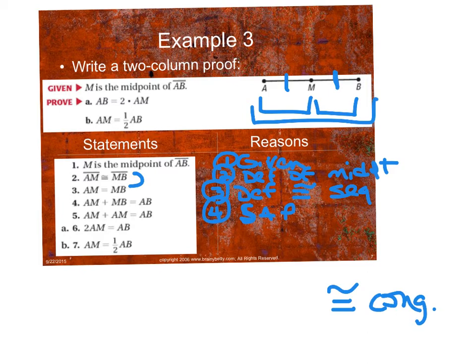What did they do from step 4 to 5? Substituted MB for AM. Good. Substitution. And then the next one, what did they do? From 5 to 6A? They simplified, and that's a reason. So simplify.